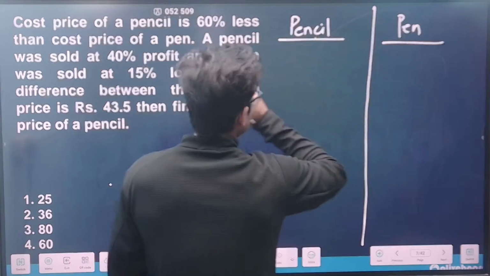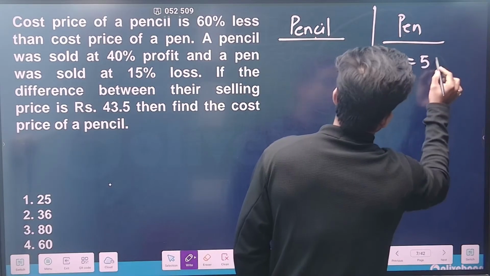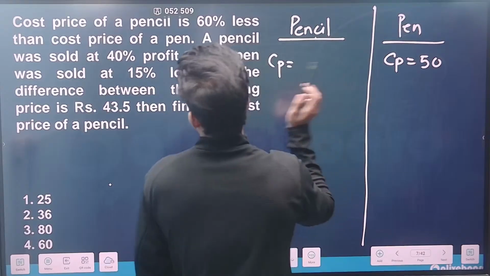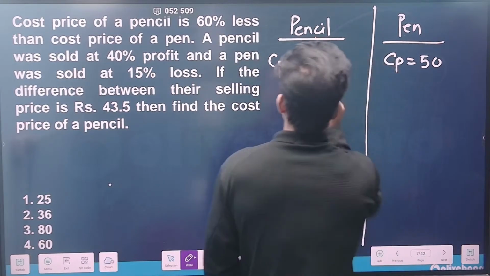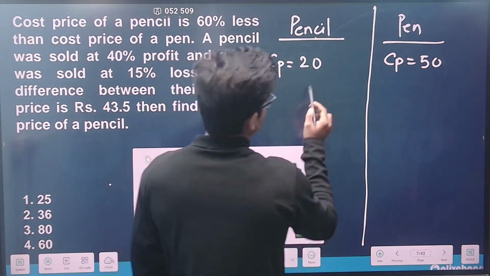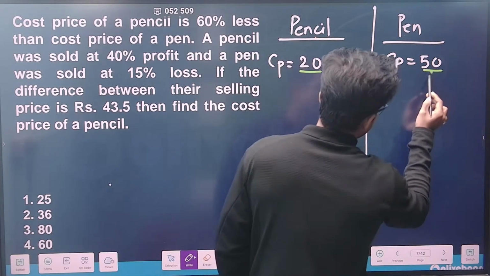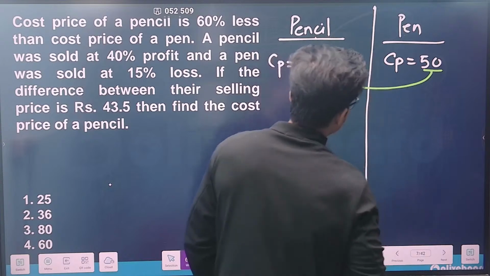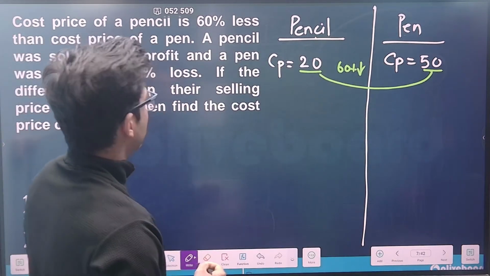Now let me assume my cost price of the pen is 50. Then the cost price of the pencil would be how much? 60% less. 60% of this is 30, so that would be 20. I'm assuming it just to take an integer value: this is 50 and this, 60% less, is basically 20, correct?